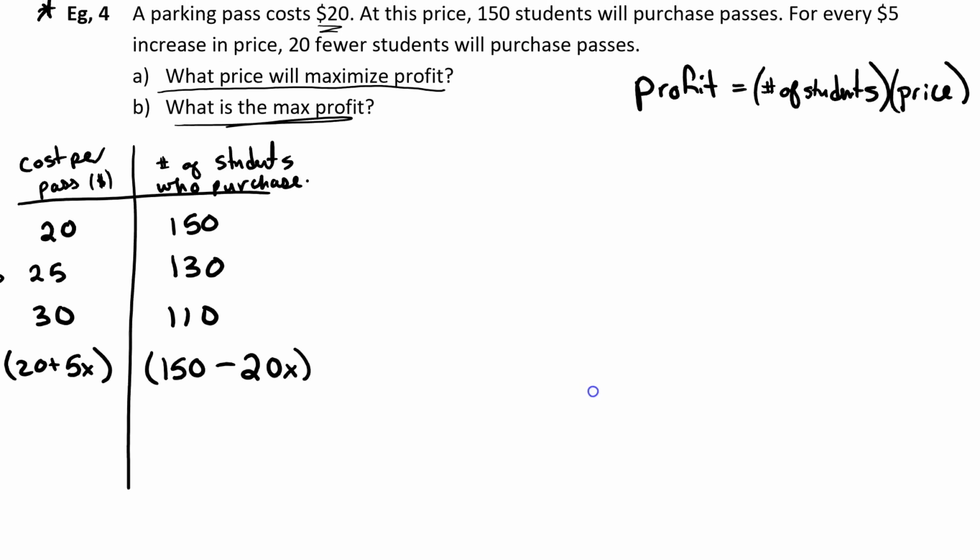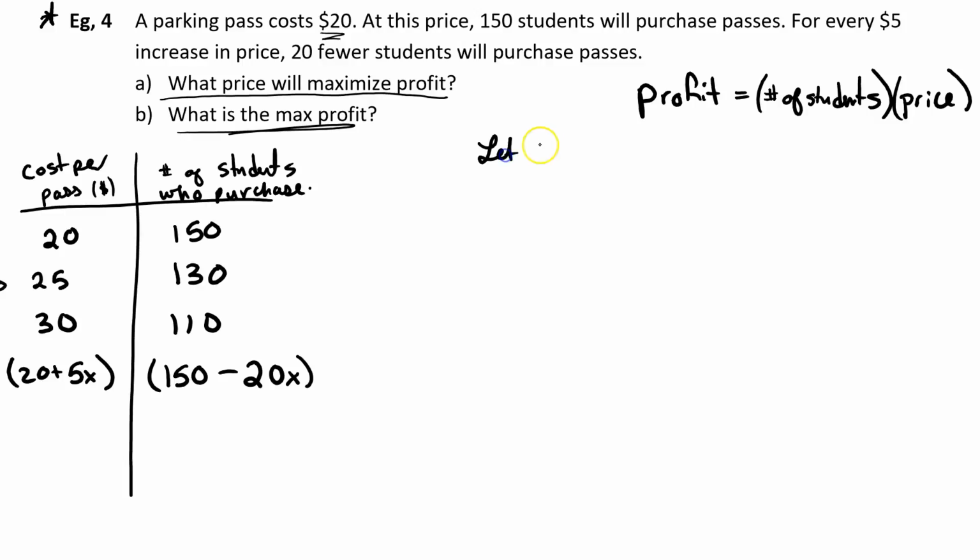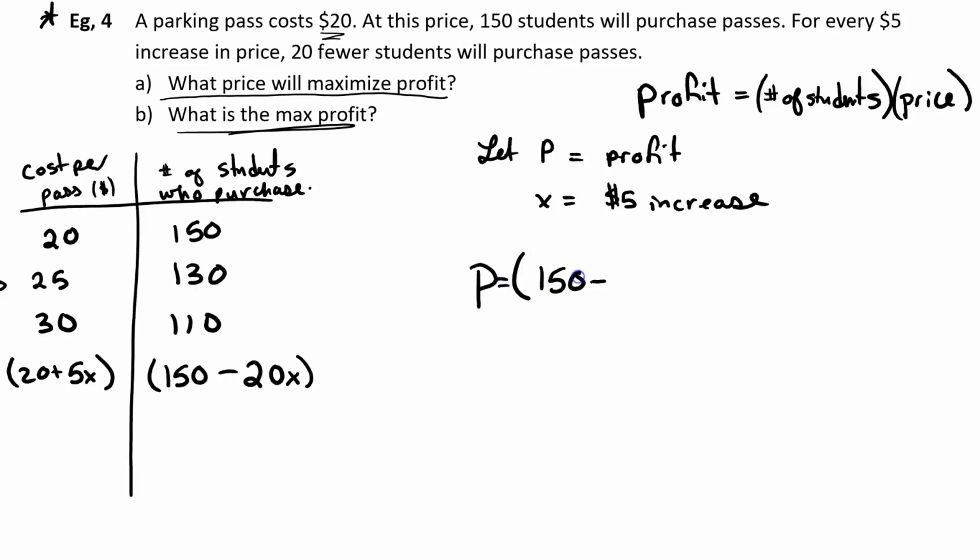So let's not forget to define our variables here. Let P equal profit, and let x equal $5 increase. So the profit equals number of students, 150 minus 20x, times the price, which is going to be 20 plus 5x. I switched the order on you here, but I just wanted to follow this guy right here. I'm just going to highlight just in case you found that hard to follow.